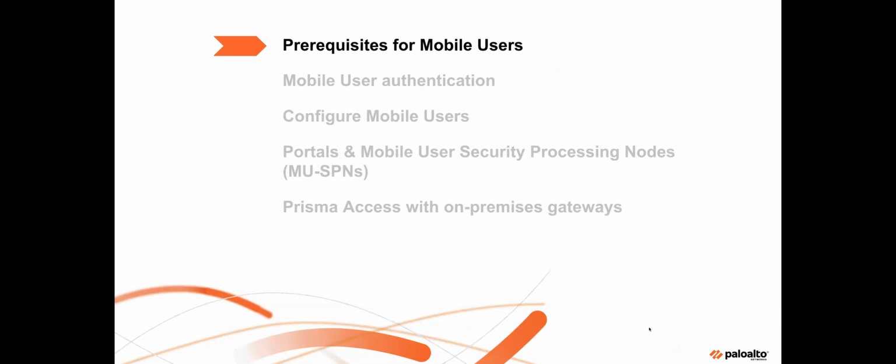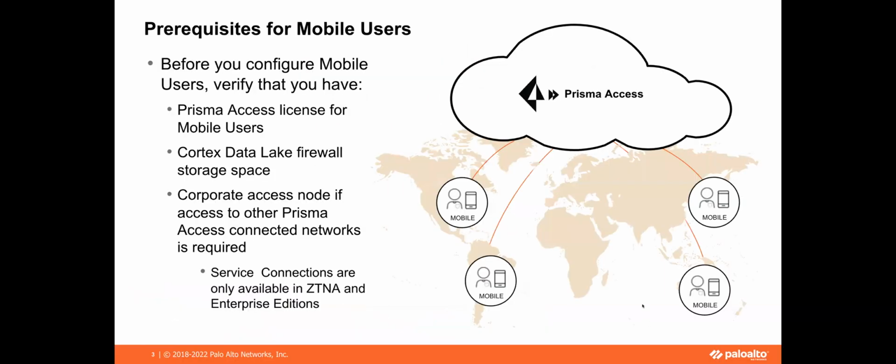In this section, prerequisites for mobile users, we will be just reviewing the requirements that you need to have to configure mobile users. Before you configure your Prisma Access, you will need the following: a Prisma Access license for mobile users, and you need to verify that it is activated. Also, you need an IP address pool for mobile users that is not overlapping with your own infrastructure IP addresses. You will also need a fully qualified domain name to serve as your portal host name.